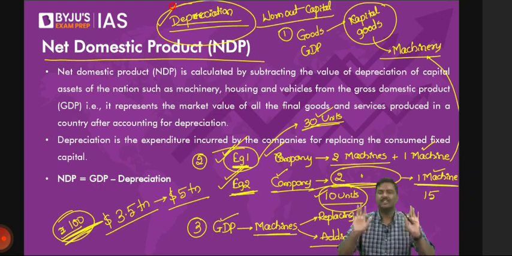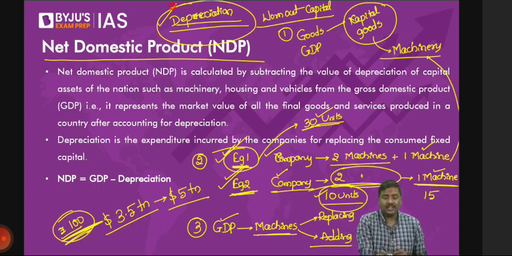What you need is to spend money, purchase a machine, and replace the old machine with it. That expenditure is called depreciation. Right? That is called depreciation.